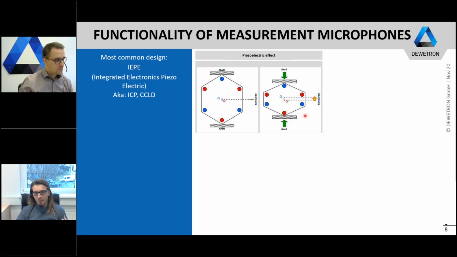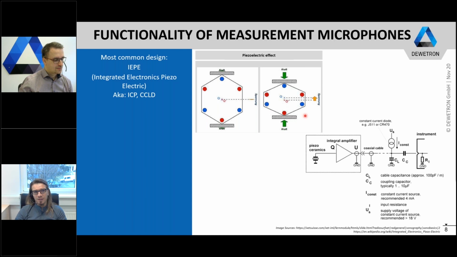In general, when we have a look at the block diagram, for example, we have the piezo ceramics, the transducer here, and in the microphone itself, there is an amplifier integrated, which will transform your charge into a voltage signal, and this voltage will be transmitted through the cable. And here on the measurement system side, the AD conversion will take place. And to make sure that this amplifier is working properly, we need an excitation, a constant current excitation normally.